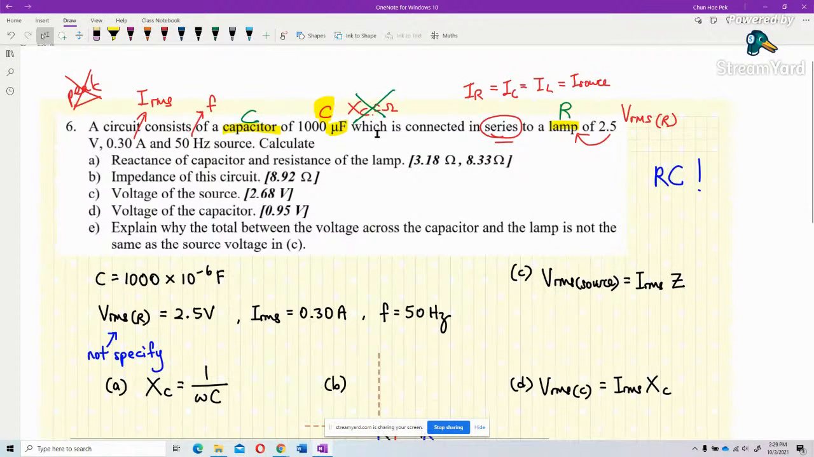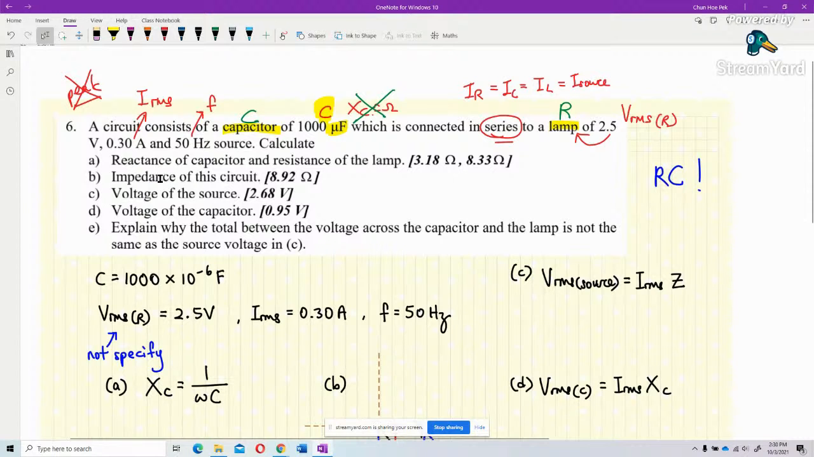Now, what else? So I write down all the information here. Yeah, this is the C. Root mean square. R not specified means root mean square value, root mean square current, frequency. So I write down all the information here.